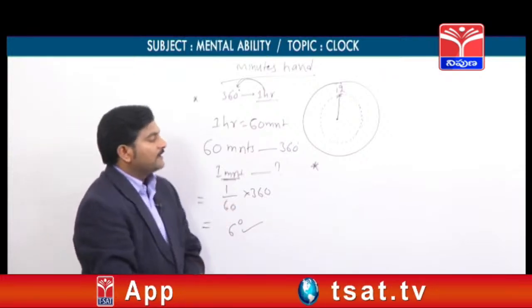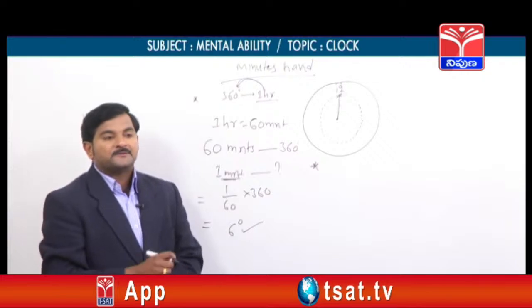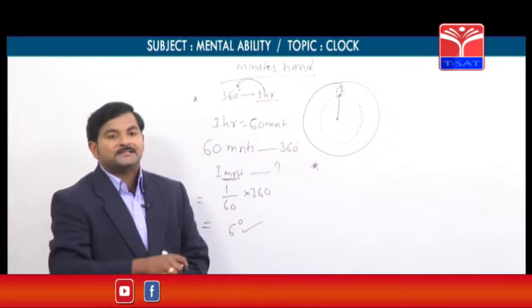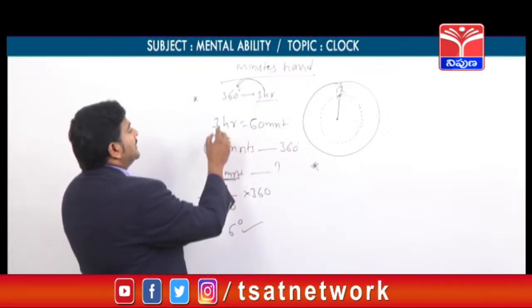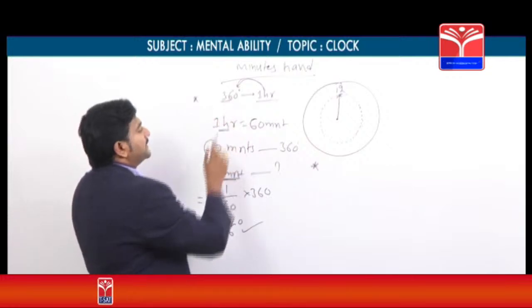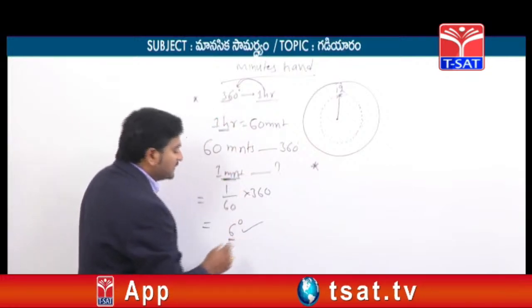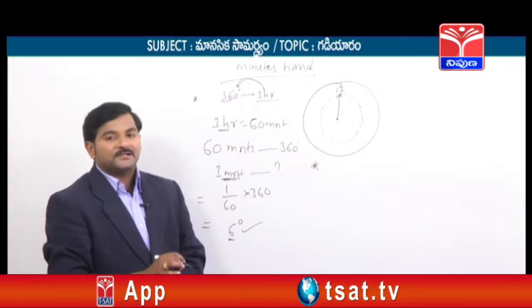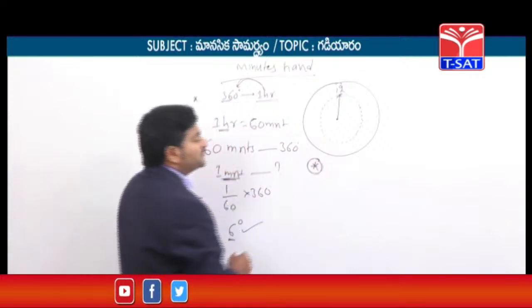In the span of 1 hour, the hour hand can make 30 degrees. In the span of 1 minute, the hour hand can make half a degree. Similarly, in the span of 1 hour, the minute hand can make 360 degrees. In the span of 1 minute, the minute hand can make 6 degrees. So based on these 5 points, again there is a previous question. We will focus on this previous question.